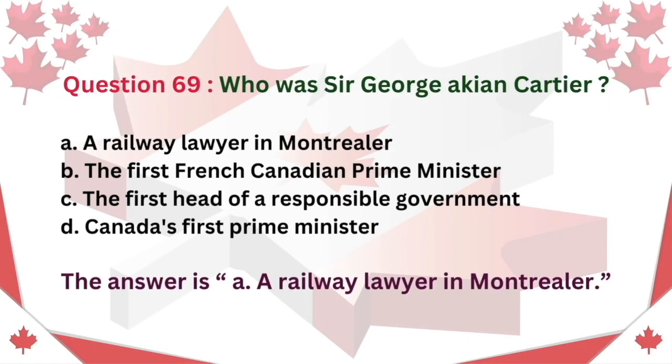Question 69. Who was Sir George Aiken Cartier? A. A railway lawyer in Montreal. B. The first French-Canadian Prime Minister. C. The first head of a responsible government. D. Canada's first Prime Minister. The answer is A. A railway lawyer in Montreal.